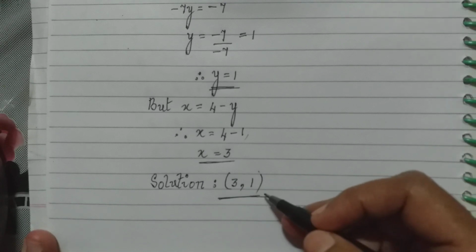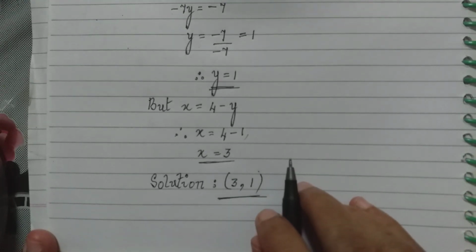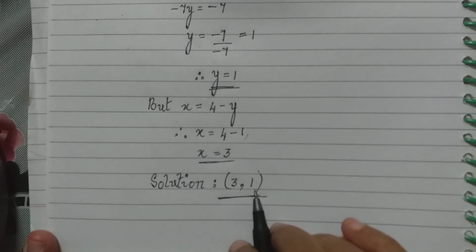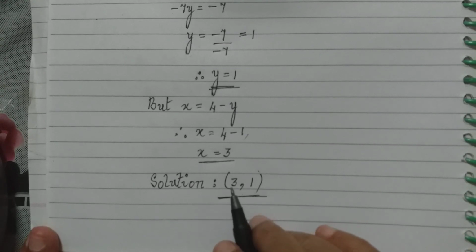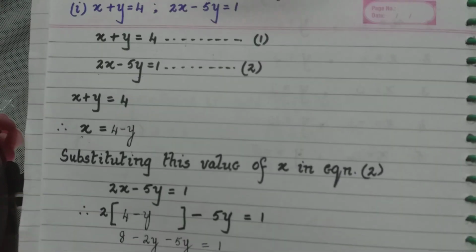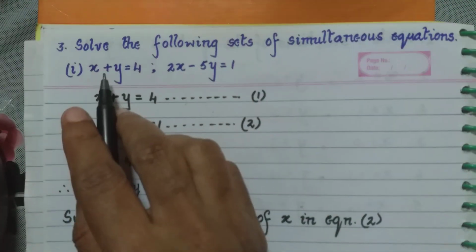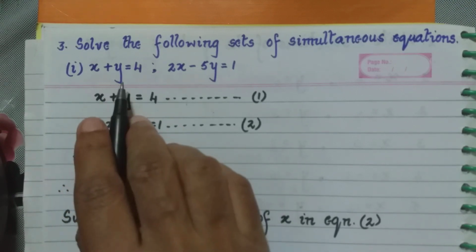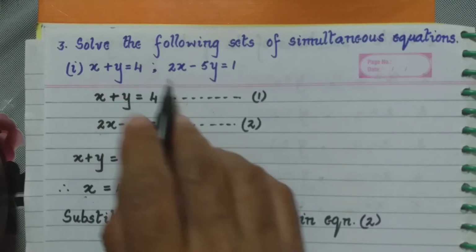Now, once we have got this solution, you remember I said in the beginning that these are simultaneous equations. So, these values should satisfy both the equations. So, let us see whether it will satisfy both the given equations. x equal to 3, y equal to 1. Going back to the equations here. x is 3, y is 1. 3 plus 1 equal to 4. Yes, it satisfies the first equation.